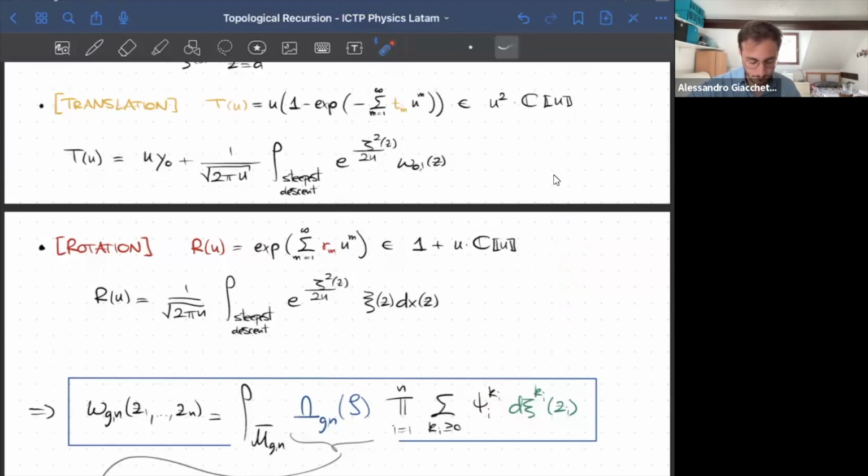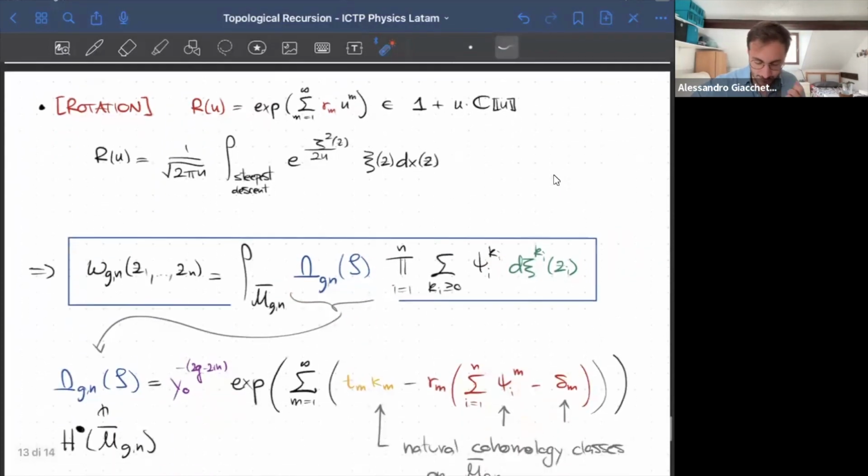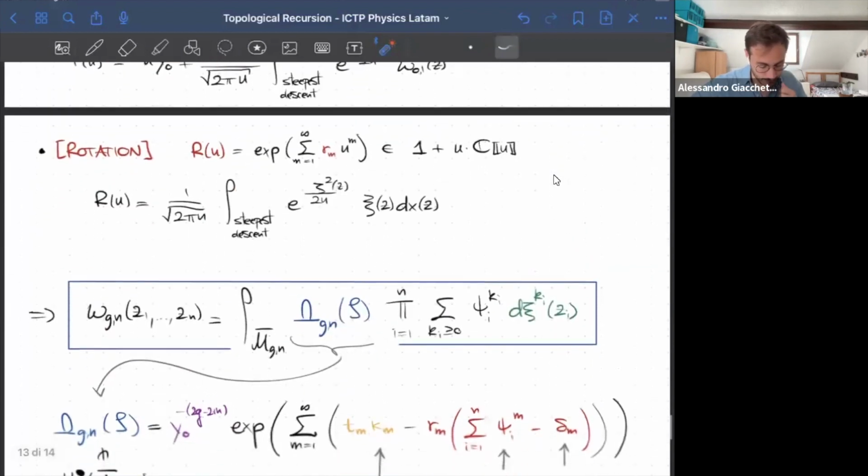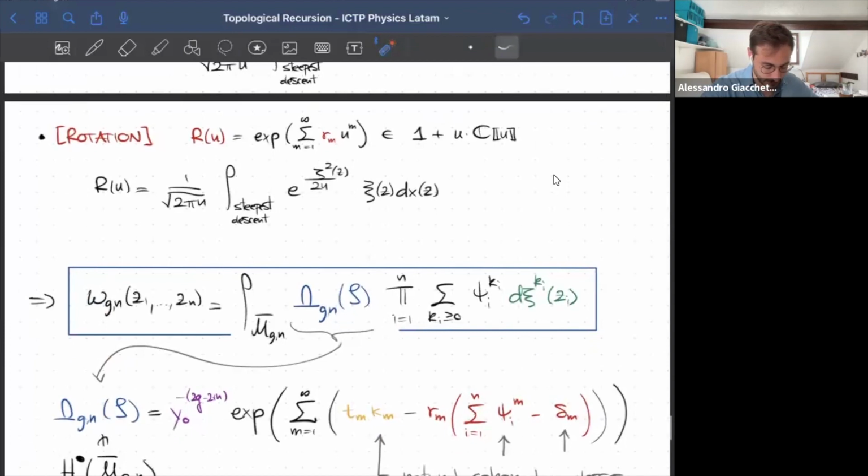And so how do I define this omega? Well, this is exactly defined in terms of this topological field theory, translation, and rotation. And the definition is the following: you have this scalar y0 to a certain power, which is minus 2g minus 2 plus n.